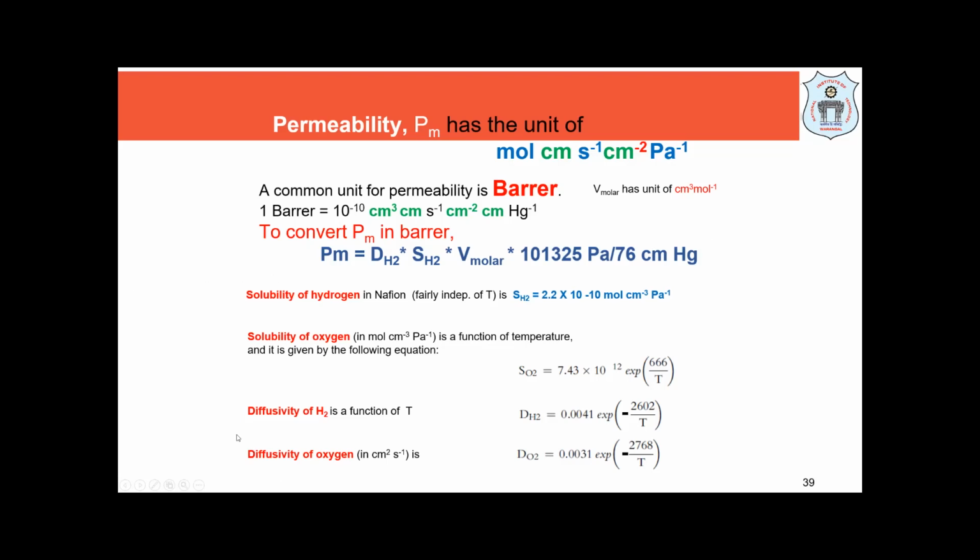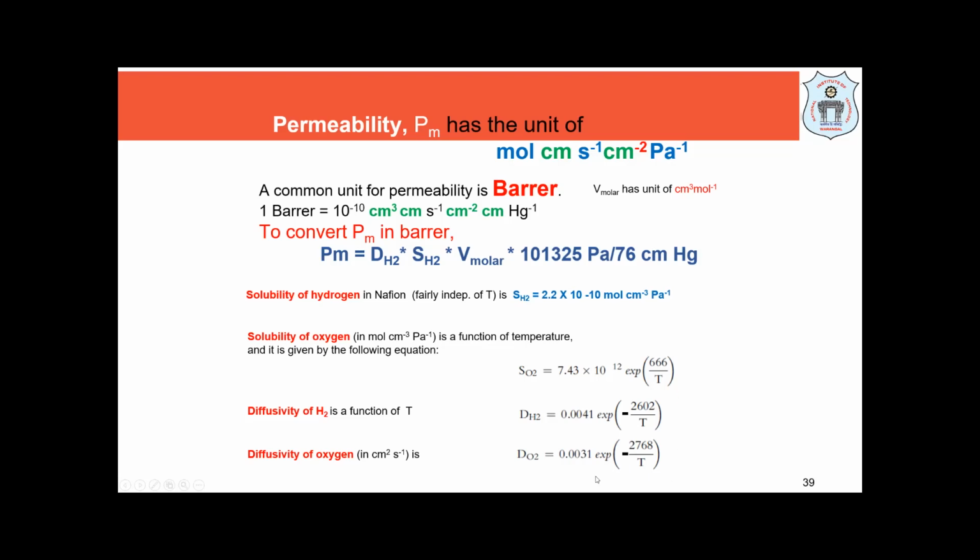And also, we should know the solubility of hydrogen. You can say that it is independent of temperature, for hydrogen at least. Whereas for oxygen, it is a function of temperature. It is given by the following equation. Similarly, the diffusivity of hydrogen and of oxygen as functions of temperature. Remember, we are going to mostly use hydrogen and oxygen for our numericals. So we will make use of these values when we solve problems. Okay. So you have the solubility of hydrogen, solubility of oxygen, diffusivity of hydrogen, diffusivity of oxygen.